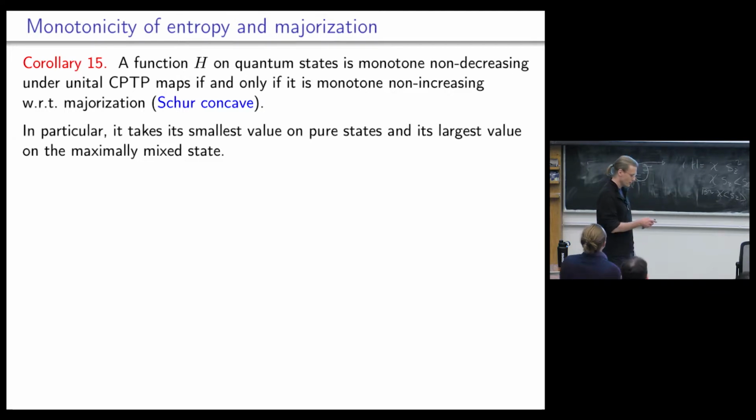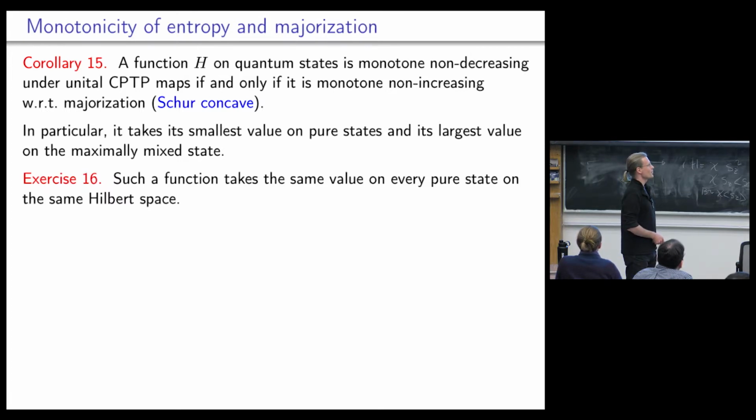And more about this majorization property. In general, we can try to characterize what kind of properties we are accepting from a function to call it an entropy. So we just have a function h on quantum states. And from the previous considerations, we see that it is monotone non-decreasing under unital CPTP maps if and only if it is monotone non-increasing with respect to majorization. This is called Schur concavity in matrix analysis. In particular, such a function will take the smallest value on pure states and the largest value on the maximally mixed state. This is something that we expect an entropy to do, because it measures disorder.